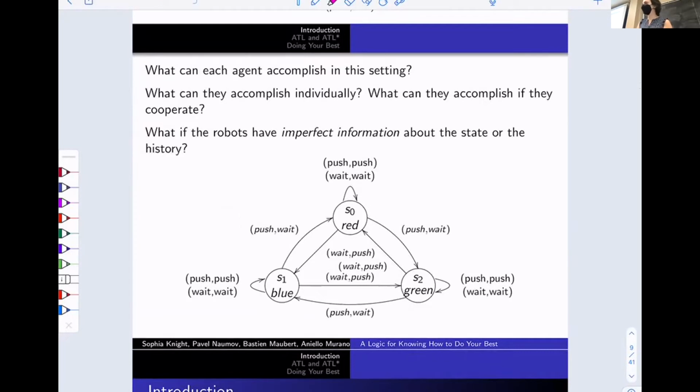Have you seen imperfect information in like an AI class or something? Anybody seen that before? A little bit?